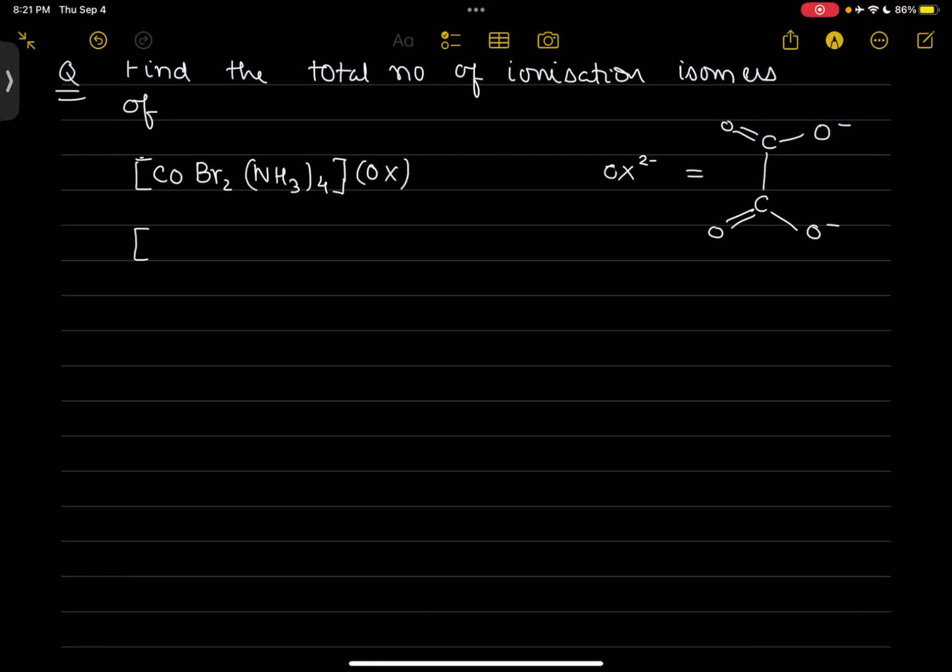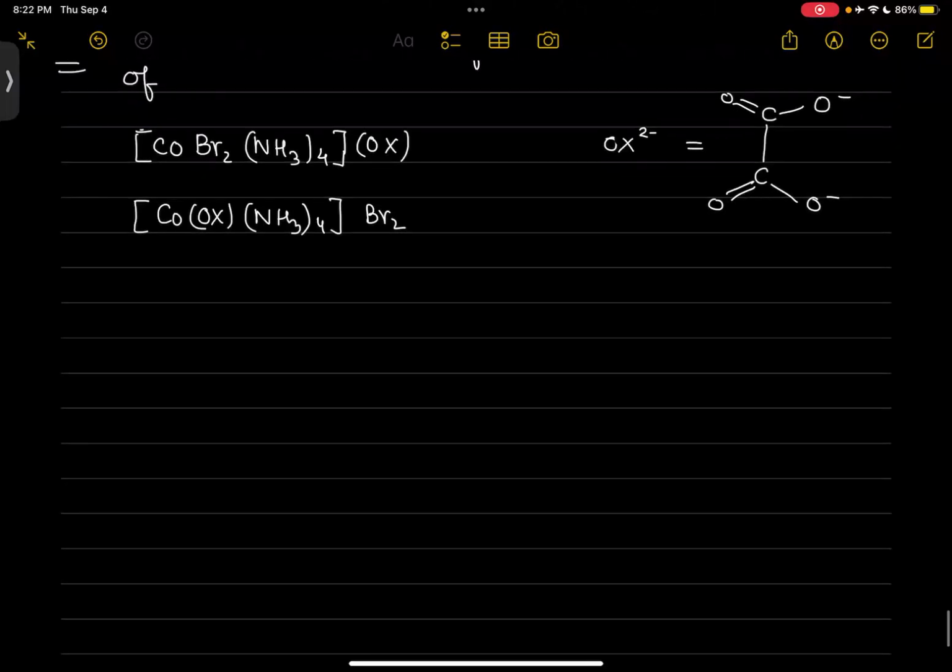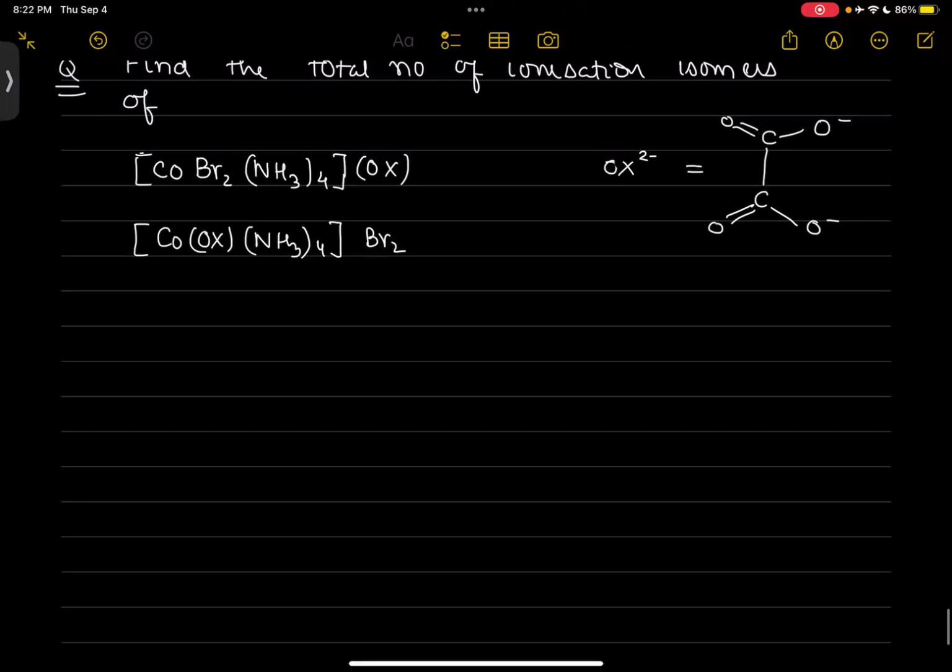So the next isomer is Co(ox)(NH3)4 Br2. I can't exchange NH3 here. So that's an important thing. I hope this is clear to all of you. Got it? Any doubts on this?